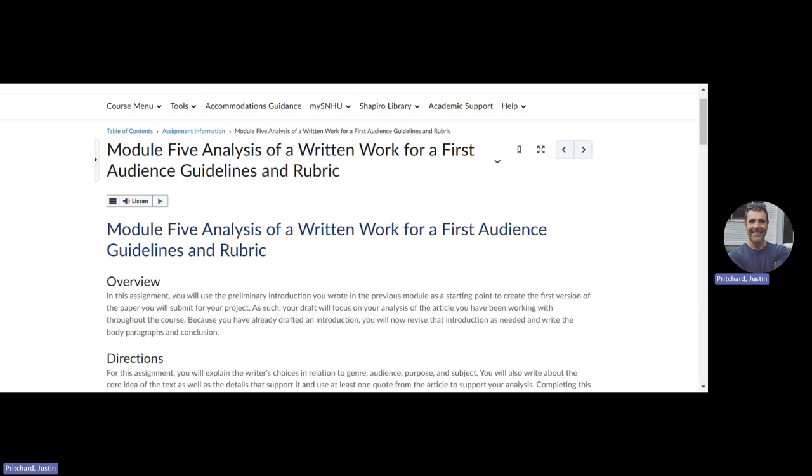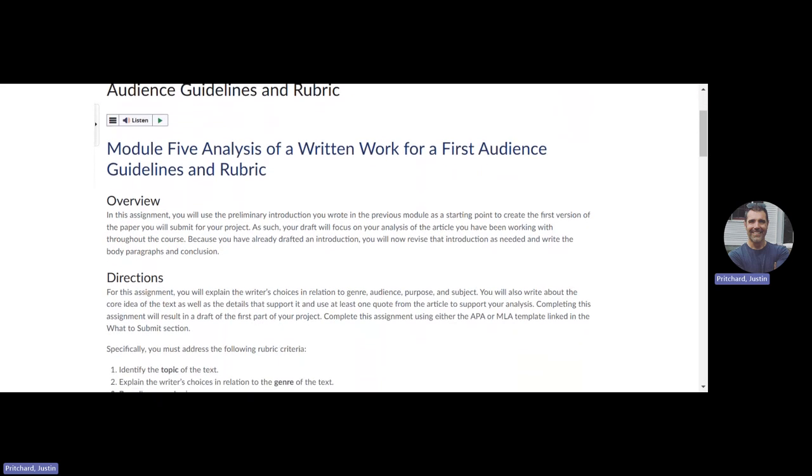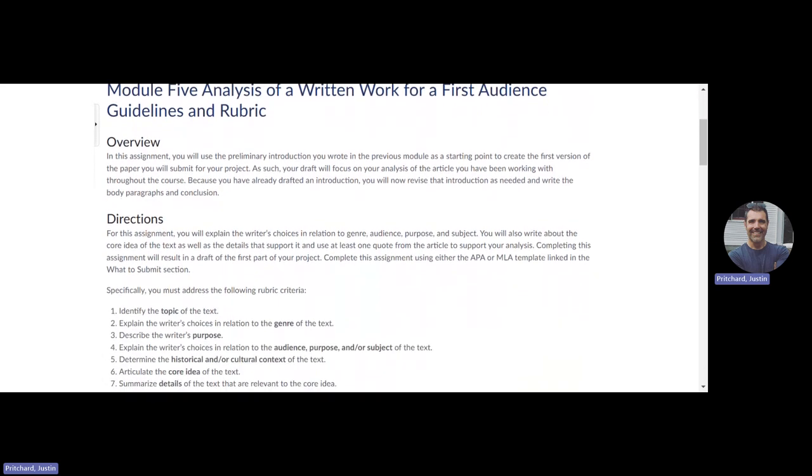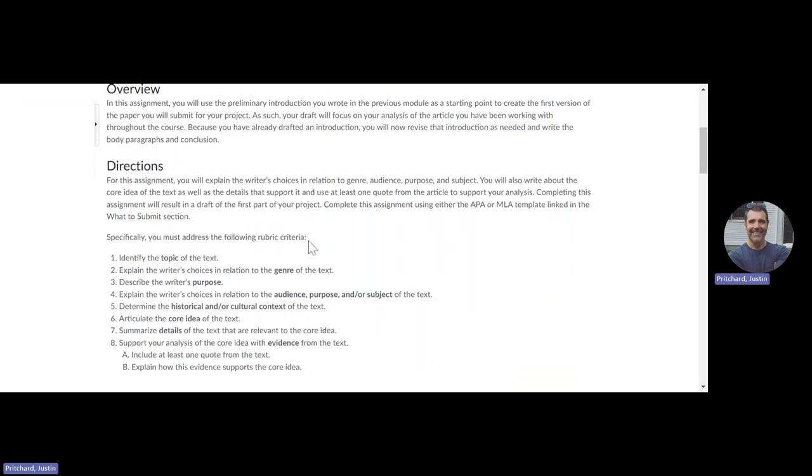So let me just share my screen here. And so what we're looking at is the rubric. If you go through the module, you have the Module 5 analysis for written work for first audience guidelines, and you have the directions, which say that you are explaining your writer's choices in relation to genre, audience, purpose, and subject. So essentially, we're doing a rhetorical analysis for this project. So we're analyzing the decisions that the author made when creating the work, and then you're talking about this to a specific audience of your own.